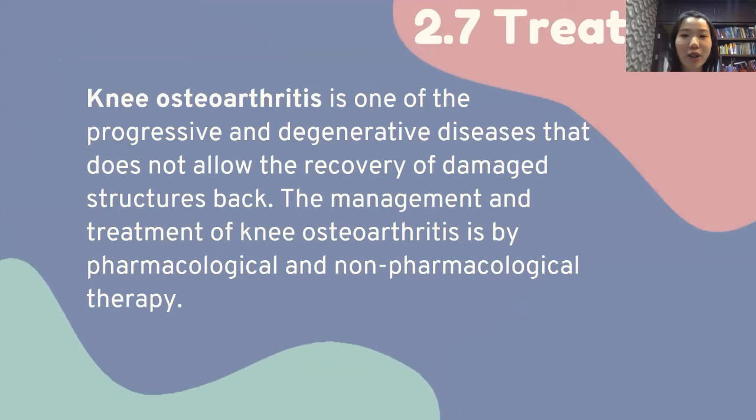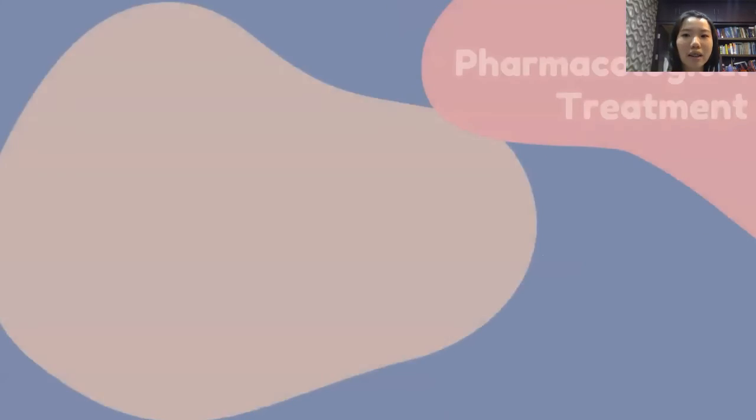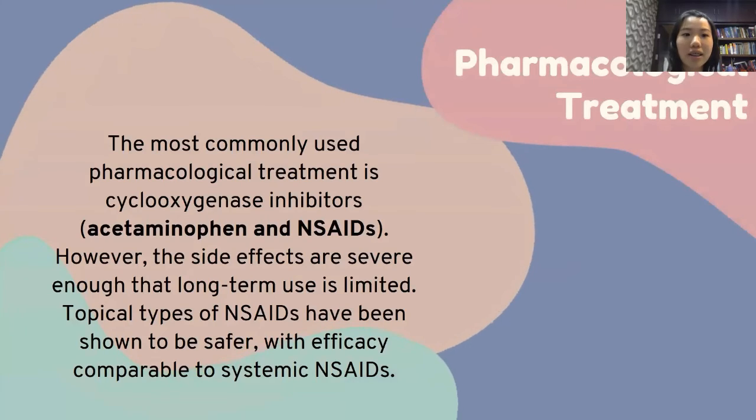Now I'm going to continue about the treatment of knee osteoarthritis. Knee osteoarthritis is a progressive and degenerative disease that does not allow the recovery of damaged structures. The management and treatment of knee osteoarthritis is by pharmacological and non-pharmacological therapy. Next, the first one is about the pharmacological treatment.